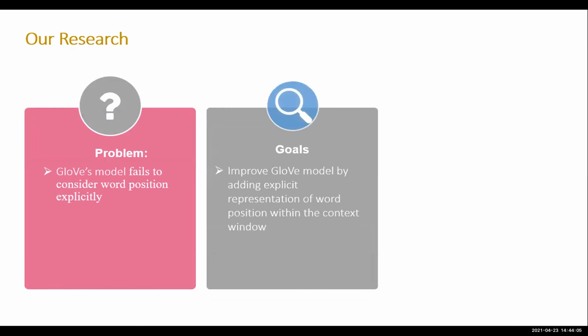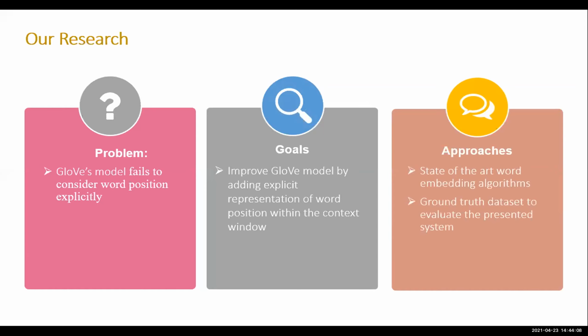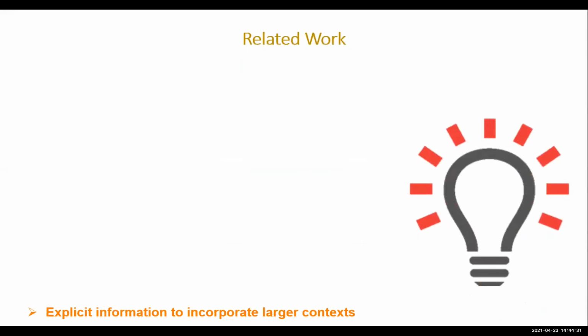So the problem that our research tackles is that this algorithm, the GloVe model, fails to consider word position explicitly. And the goal is to improve GloVe to add explicit representation of word position within the context window. For that, we will use GloVe as the word embedding algorithm, and we will use a group of ground truth datasets to evaluate the presented system.